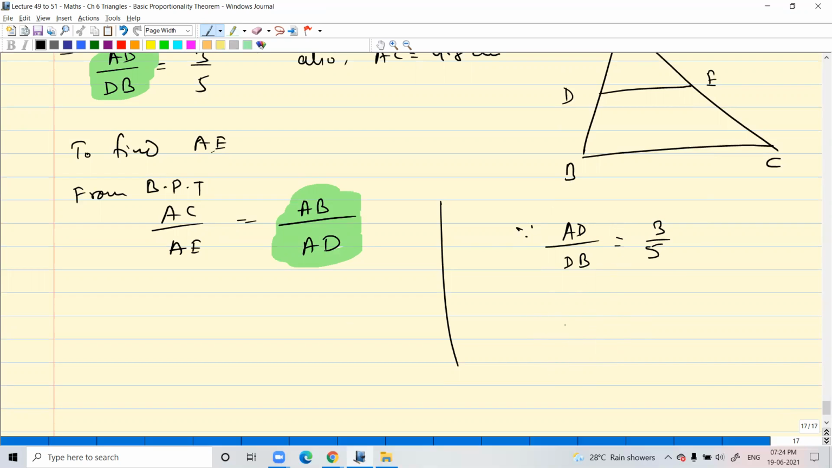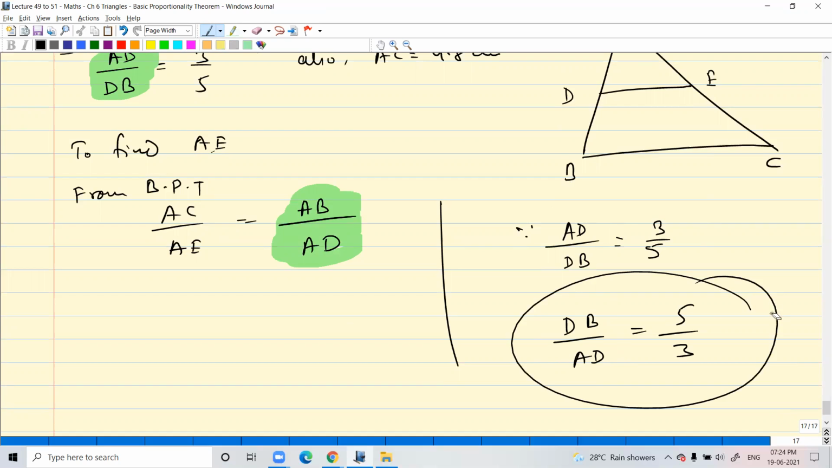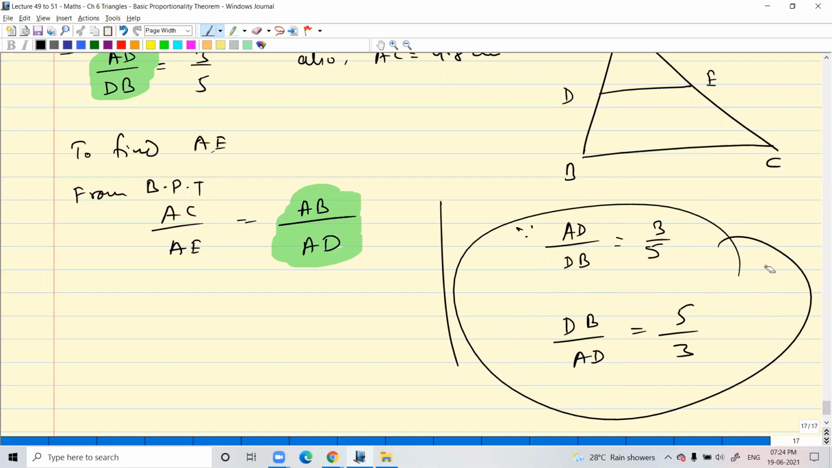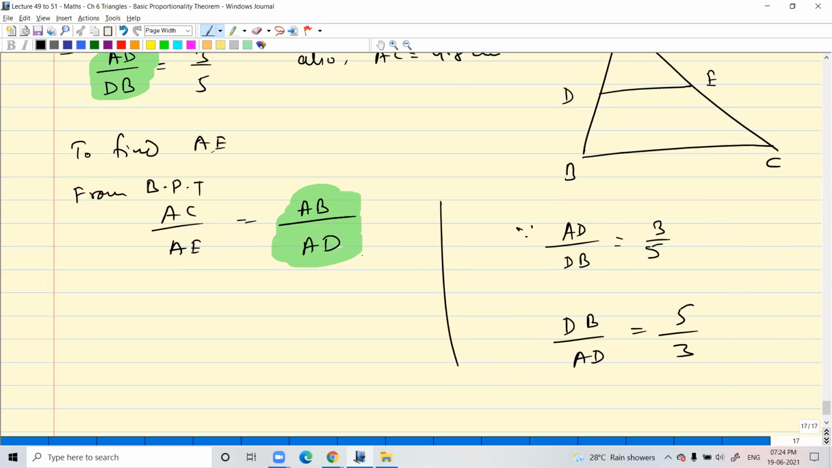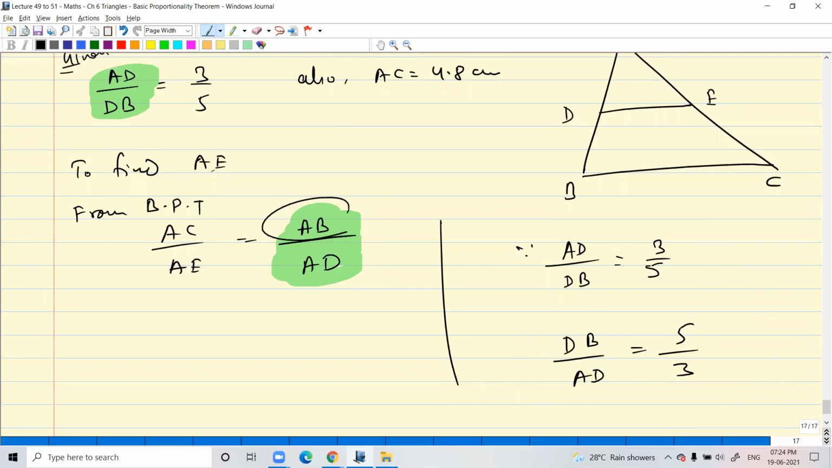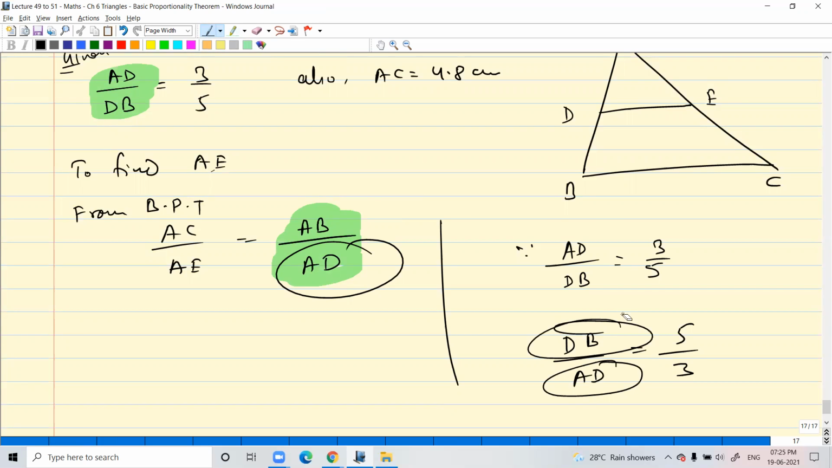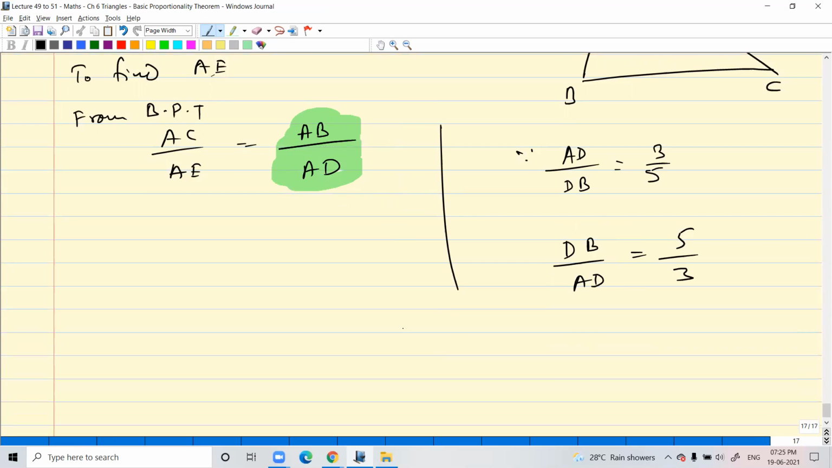So just do a reciprocal first. Write it as DB by AD is equal to 5 by 3, and now add 1. Did everyone understand why I did a reciprocal here? Because remember, I need AB in the numerator and AD in the denominator, and this will become AB when I add 1 to it. Making sense? So this is the reciprocal, and then add 1 on both sides.